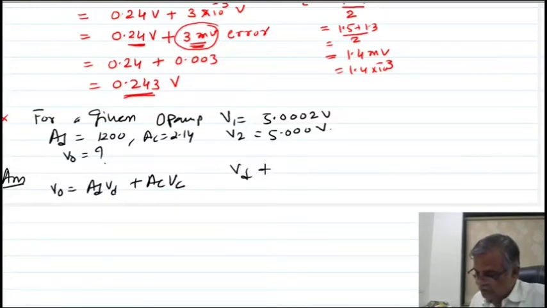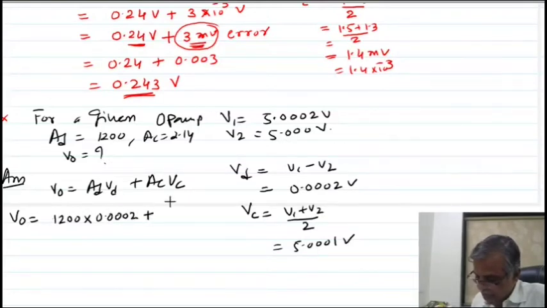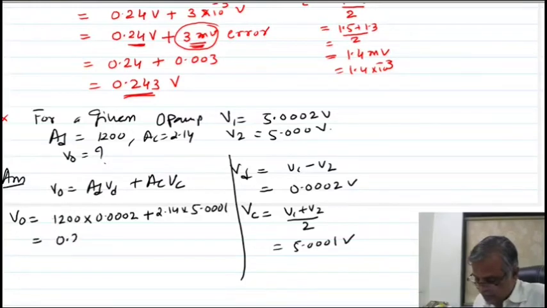So your VD is V1 minus V2, so 0.0002 volt. VC is V1 plus V2 by 2, 5.0001 volt. So my output voltage of this amplifier is 1200 into 0.0002 plus 2.14 into 5.0001. If you do this calculation, you will get 0.24, and this calculation 10.7 volt.